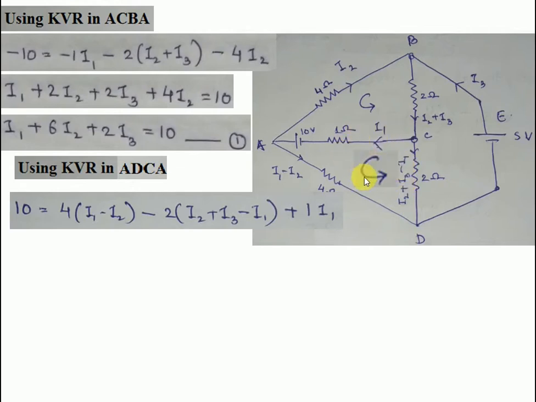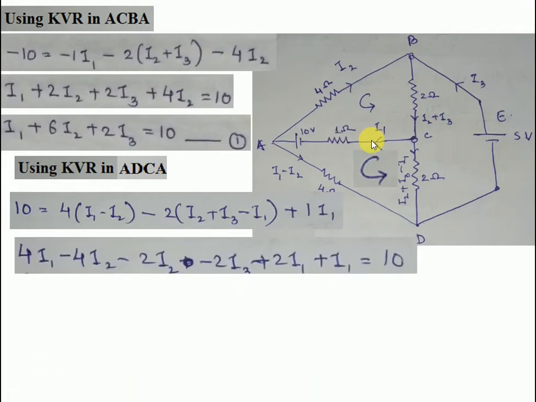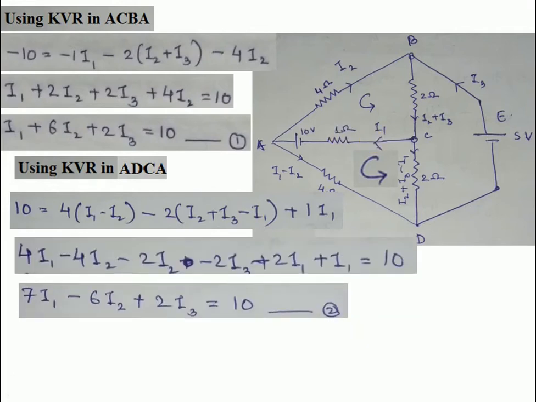Now if you go this side, upside, so in this resistance 1 ohm, current is going towards left and this loop will also go towards the left, so it will be positive I1. So if I simplify this equation, I'll get 7i1 minus 6i2 plus 2i3 is equal to 10. So this is equation number 2. So I need one more equation.